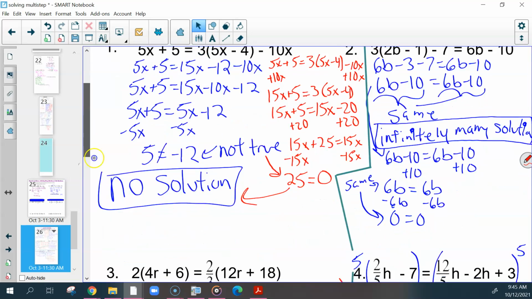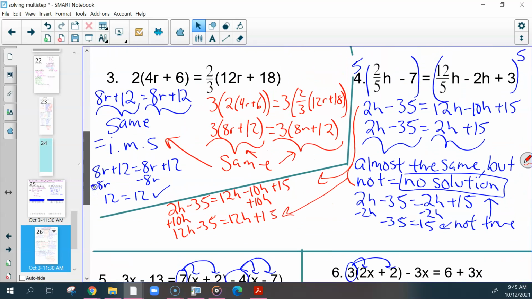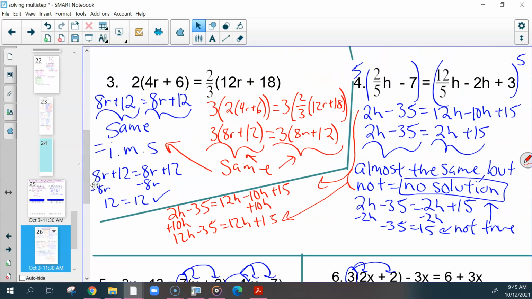Whoa. There's a lot going on in these problems, so I'm going to walk through it. Some of them have 2 different ways. So for this first one, if you distributed and then saw that these were the same, you could have stopped there and said that this was infinitely many solutions. You could have also kept going, and you would have gotten 12 equals 12 to signify that that's infinitely many solutions.